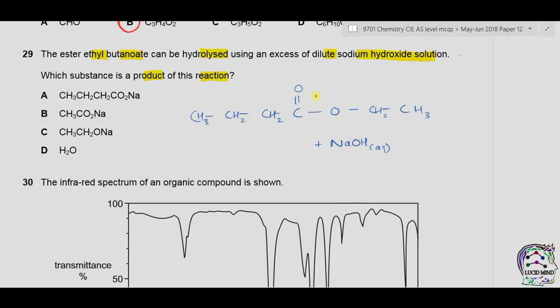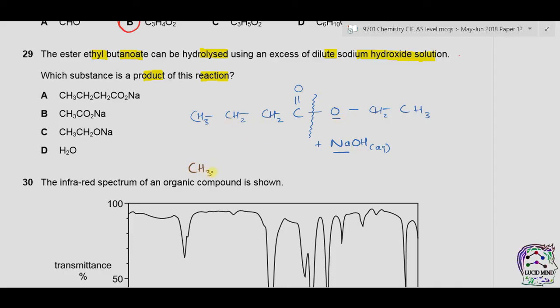Upon hydrolysis, this carbon-oxygen bond is broken and the carbonyl carbon is the carboxylic acid part. It will react with sodium to form the sodium salt of the carboxylic acid, while the alcohol part will react with OH to form alcohol. So the product formed will be like this.